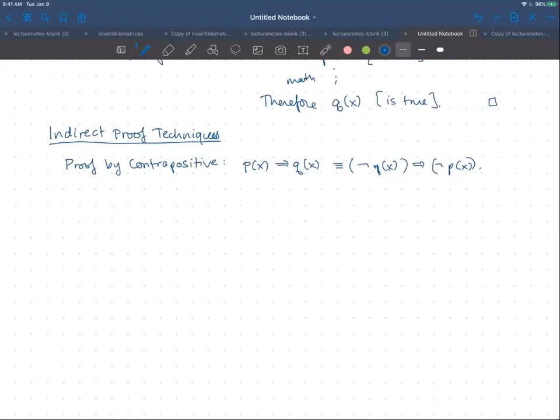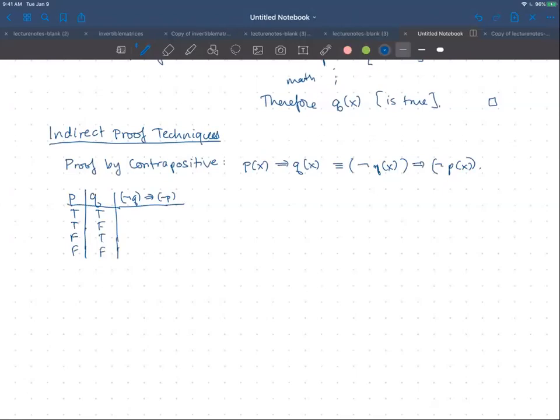So let's look at P and Q here. I dropped the of X. I hope you'll forgive me. So P can be true, true, false, false. Q can be true, false, true, false. And the contrapositive, not Q, implies not P.